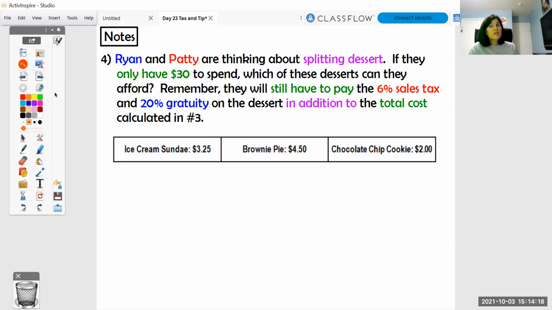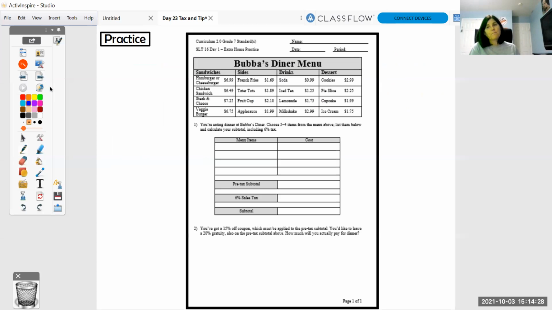Okay, there is another question, number 4, but we're going to skip that for today, and we're going to move right into our practice, which is on the back of this paper. So if you guys flip your paper over, we have Bubba's Diner menu, and your job today is to decide what menu items you would like to purchase. So your answer is going to be different than another student's answer. Everybody's going to pick their own items that they want.